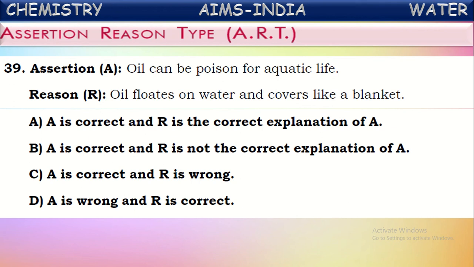So as there are no these gases, aquatic animals and plants cannot survive further, because this oil is preventing these gases from dissolving into water. So these animals and plants will die. In that way, this overflown oil will act as a poison for aquatic life. So both are correct and R is the correct reason for that. So this will be the correct answer.